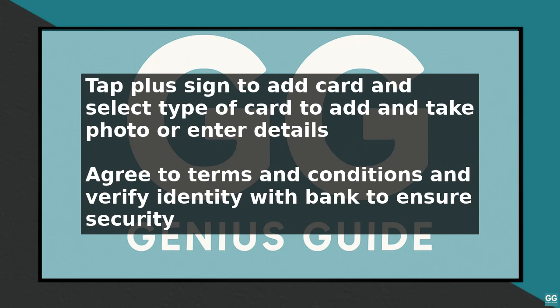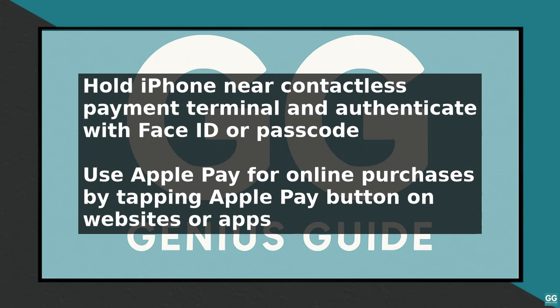After adding your card, you will need to agree to the terms and conditions of Apple Pay. Your bank may also ask you to verify your identity and confirm that you want to add the card to Apple Pay. This is a security measure to ensure that the card is being added by the legitimate owner. Once your card is verified, you can start using Apple Pay to make payments.